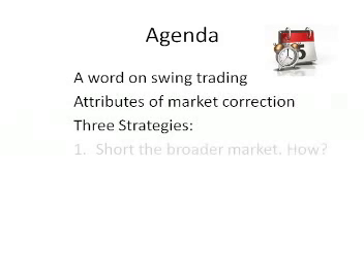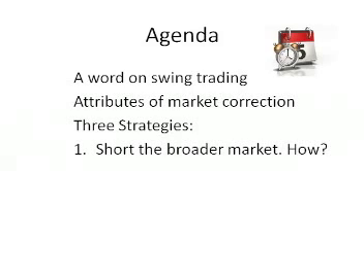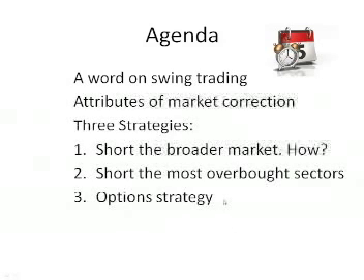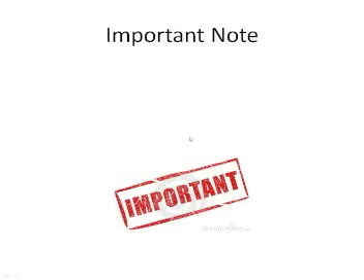And then we'll talk about three strategies. First one, shorting the broader market, how. Second one, shorting the most overbought sectors, and how. And thirdly, we're talking about an option strategy. I found that certain markets tend to be very kind to specific option strategies, and the down tape, from a swing trading perspective, actually tends quite well to one of the option strategies that I'm going to go through today as well.